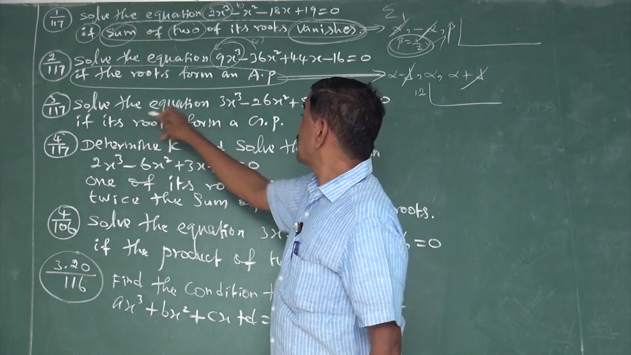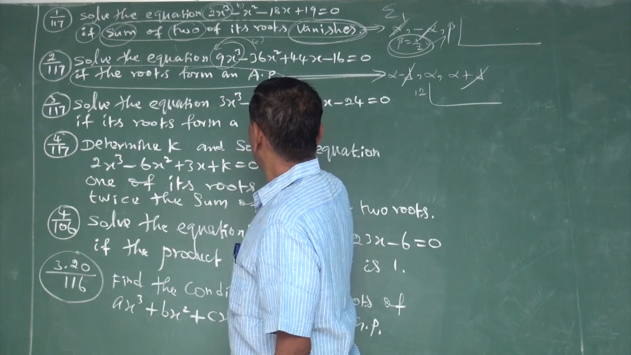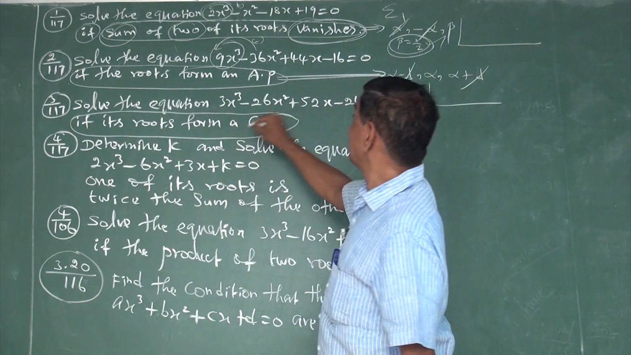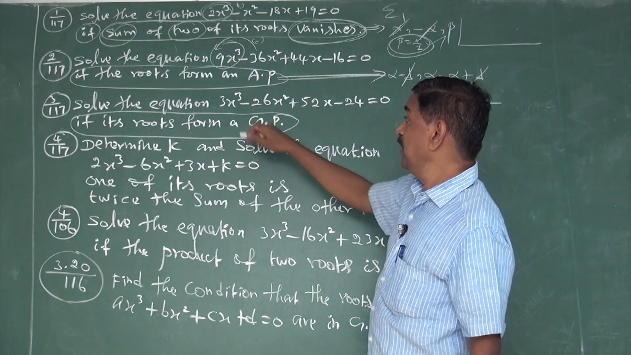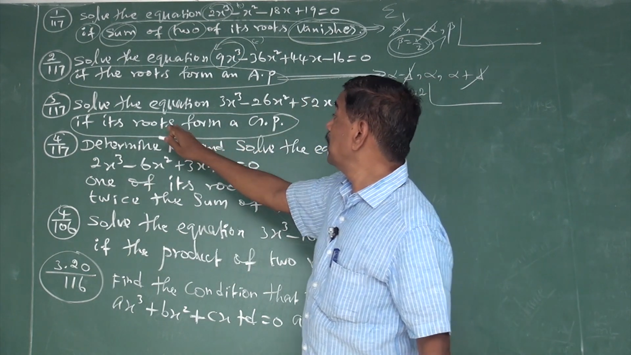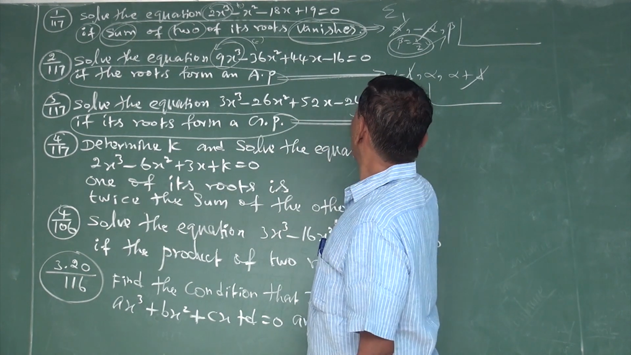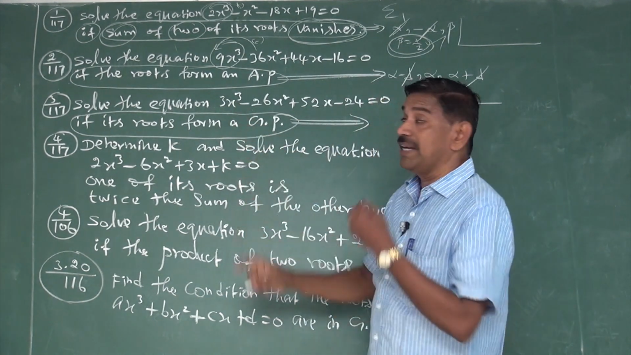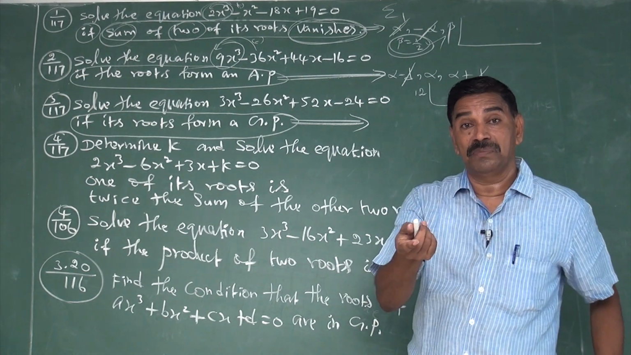Listen to the question. Solve the cubic equation if its roots form a GP. The second question was AP, the third question is GP. Solve the cubic equation if the roots form a GP. Okay. Now can you tell me, it is a cubic equation, it has 3 roots. Now any 3 terms in a GP will be of the form?